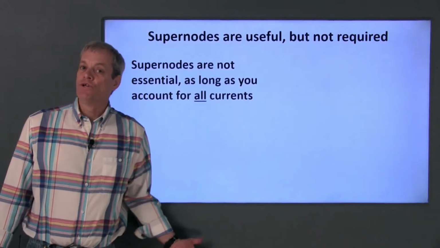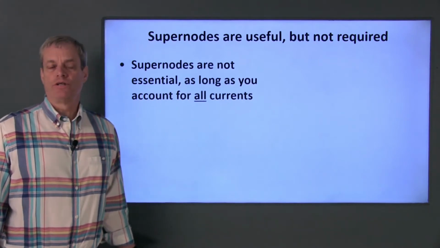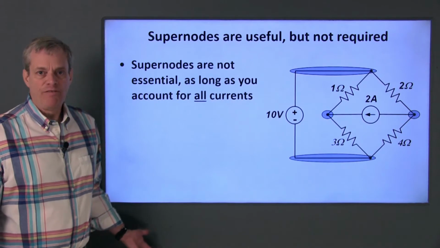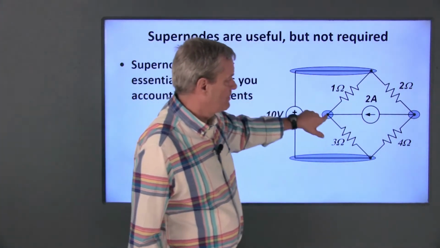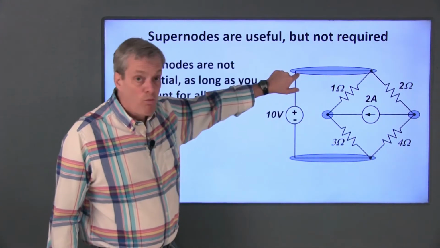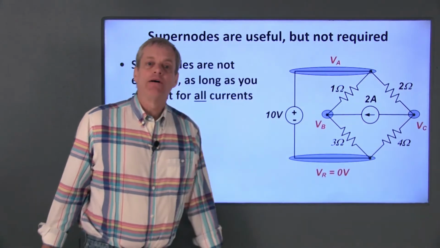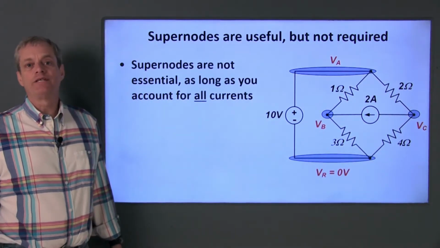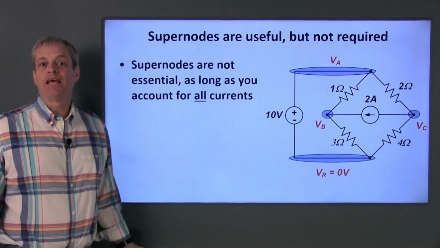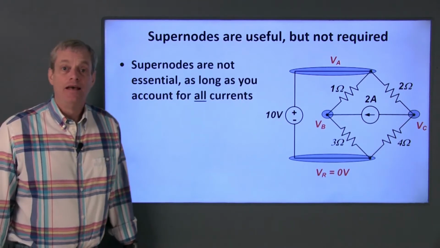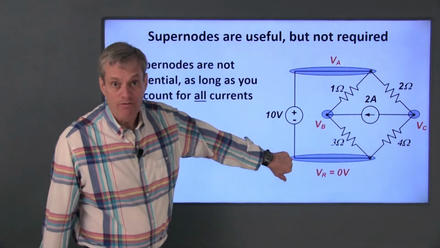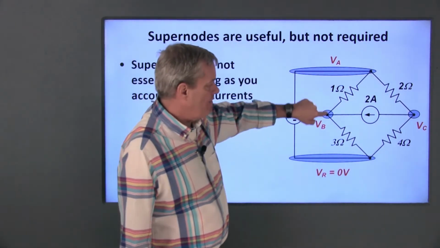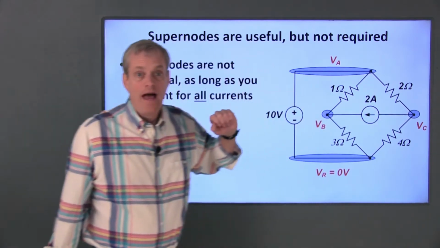Having said that, you don't have to use supernodes in nodal analysis if you don't want to. In our example circuit from the previous video, we had 4 nodes. 2 of those were dependent. However, if we don't want to treat these 2 nodes as being dependent, we're free to assign them each variable names as if they were independent. In this case, I've assigned this as my reference node and labeled 3 unknown voltages, VA, VB, and VC.